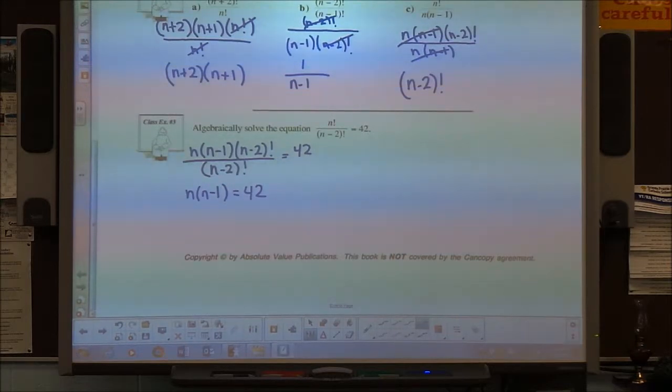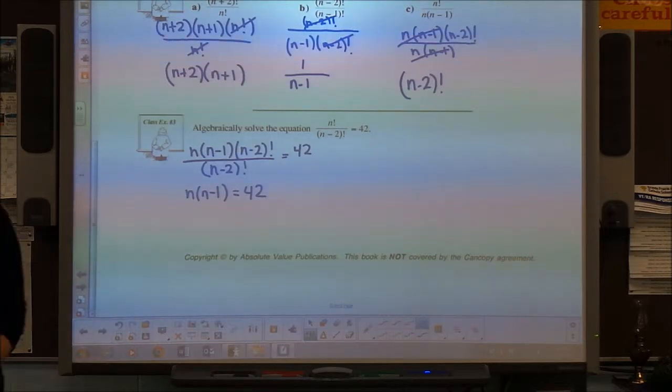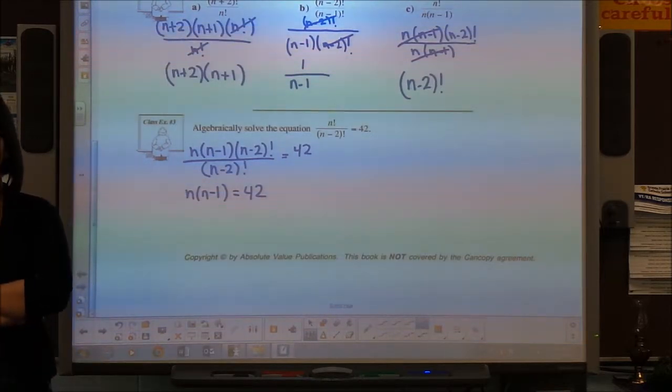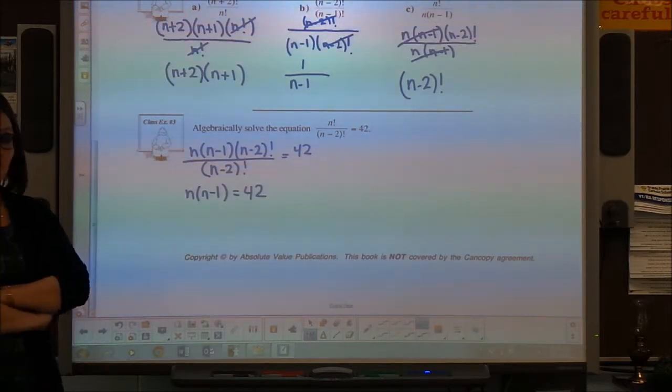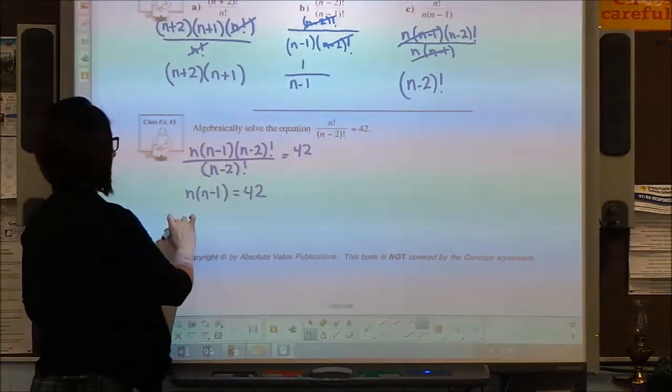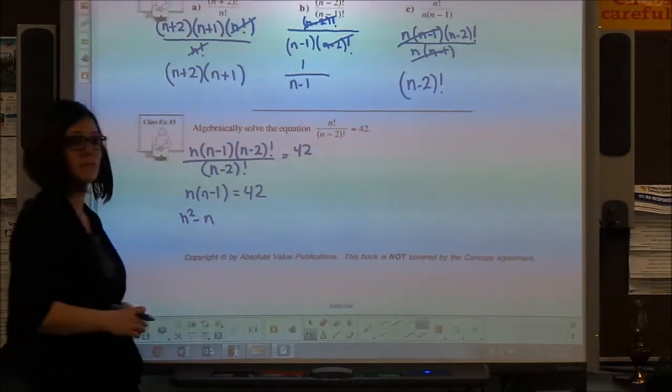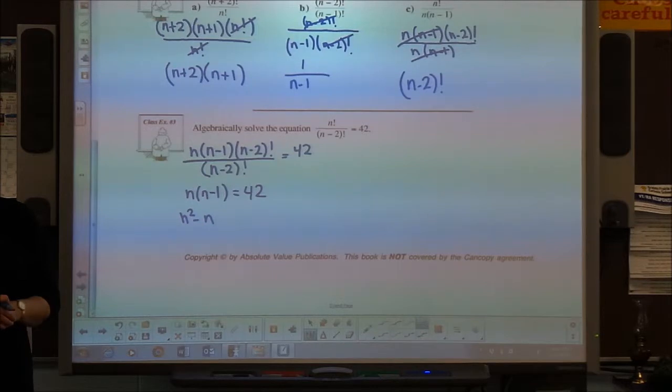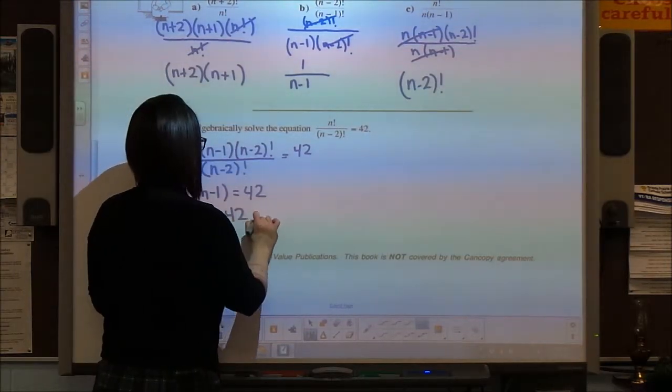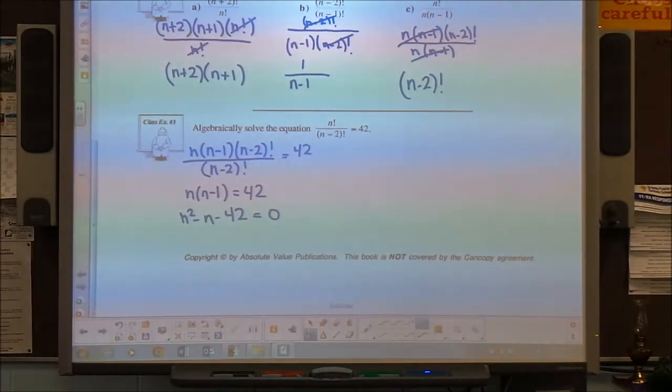And then how would I proceed from this point? Would you expand the n into brackets? You'd have n squared minus n. Okay, so n squared minus n. Then what? Minus 42. Minus 42, so bring the 42 over. Okay, so that equals 0. And then what would I do?